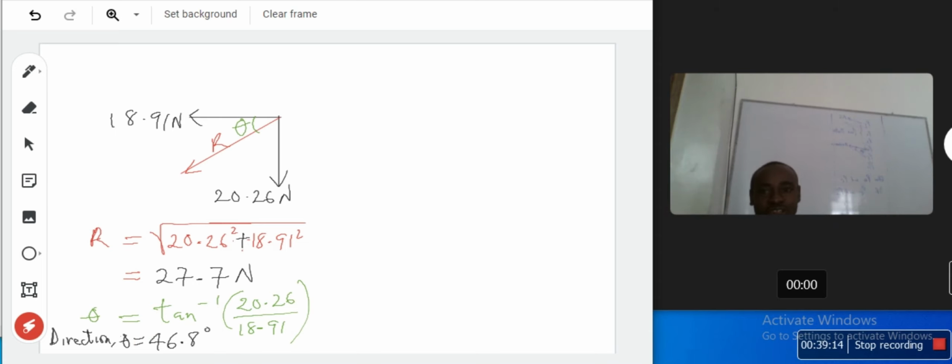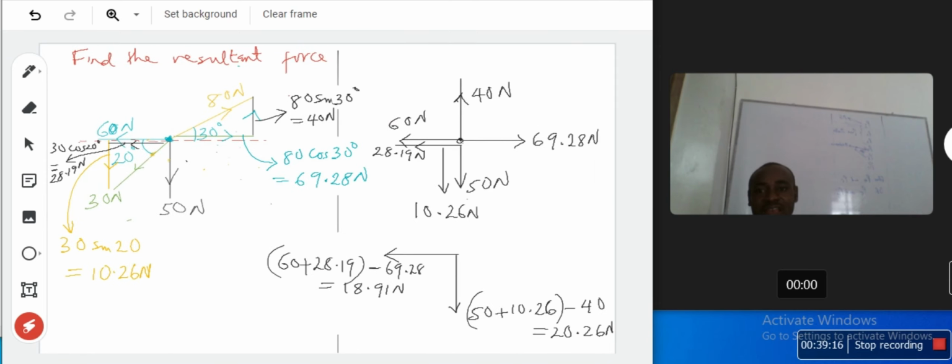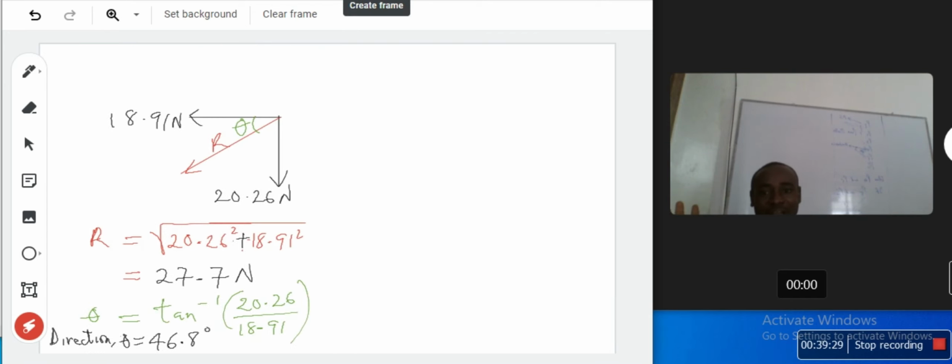All those 4 forces are these forces: the 80 Newton yellow, the 50 Newton black, the 30 Newton green, and the 60 Newton blue on page 4 or 5. All I need to balance all of them is to apply a force of 27.7 Newton, acting at an angle of 46.8 to the horizontal in the opposite direction. Is that understood?